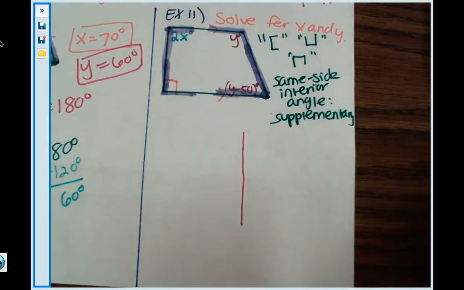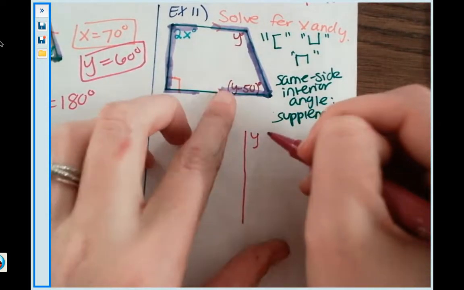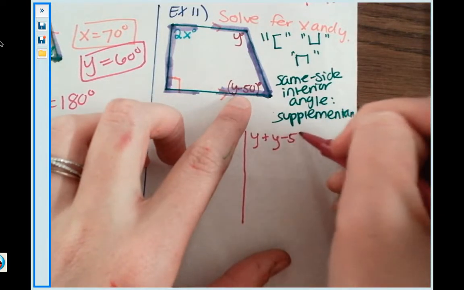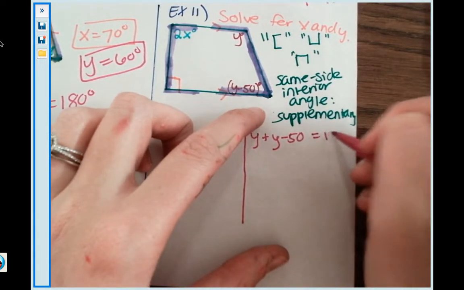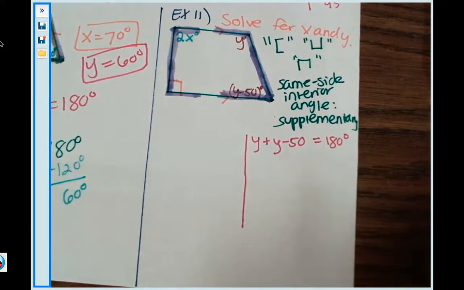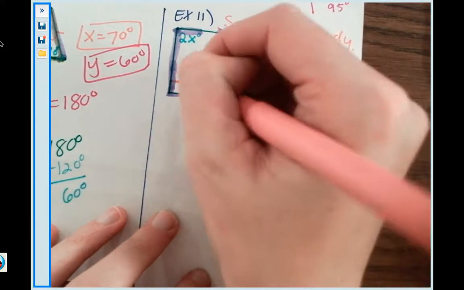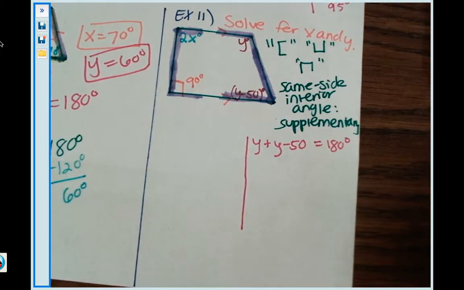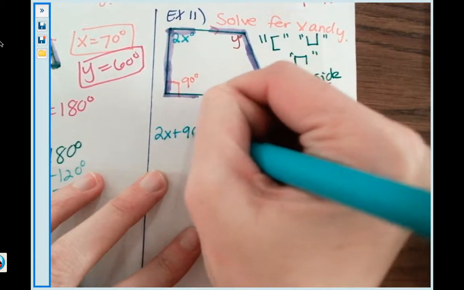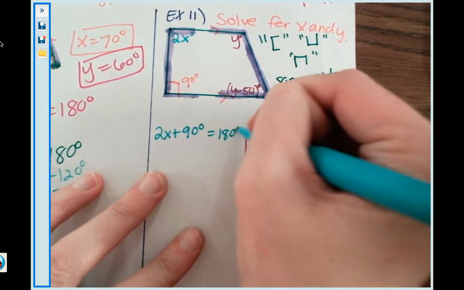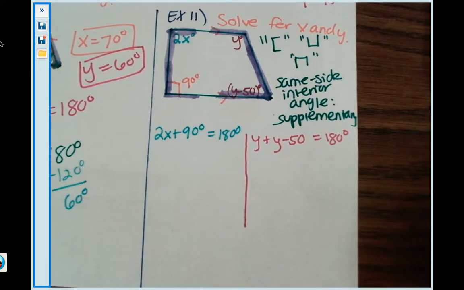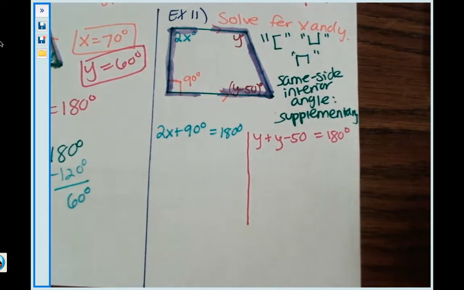All right, but anyway, so we have the y plus my y minus 50 should equal 180 by the time we get done. And also the same principle with the x's. So 2x plus the boxy, which is 90 degrees, should also give me 180. So 2x plus 90 degrees will also be 180 since they are supplementary. Alright, so let's start solving. I'm going to solve for the y's first.